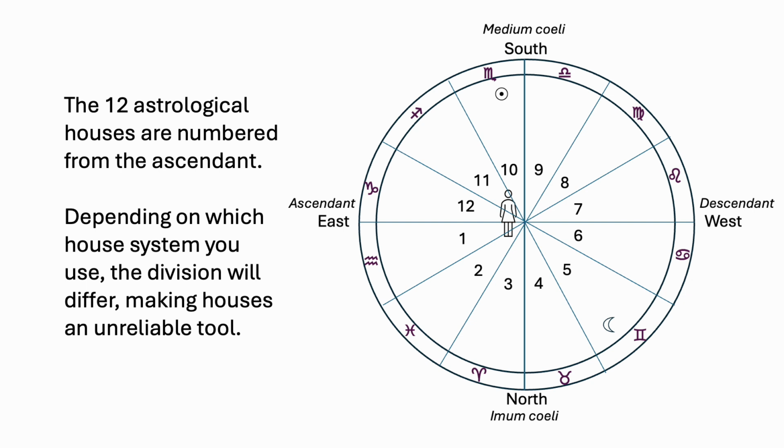Later systems use more complicated house systems where the houses do not coincide with the zodiac signs. Each house describes a domain in life, such as your home, your relationships, and career. The first house always starts from the ascendant, and the houses then proceed counterclockwise, no matter what house system you use.